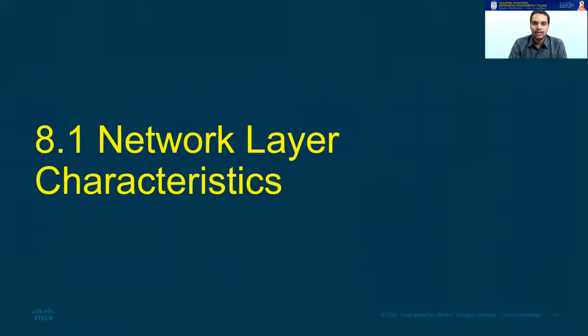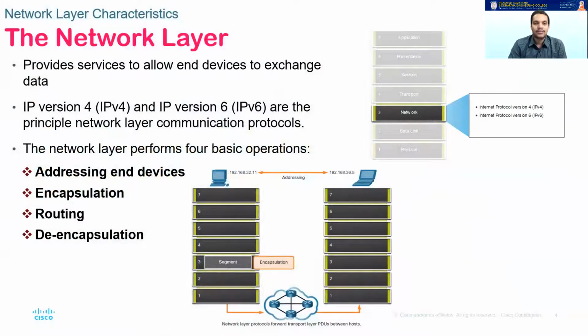So we'll go in depth about these things. First, let us start with the network layer characteristics. In order to study the characteristics, you should understand the main functionalities of a network layer. The 4 functionalities that a network layer is responsible for are addressing of the end devices, encapsulation of data, routing, and decapsulation.